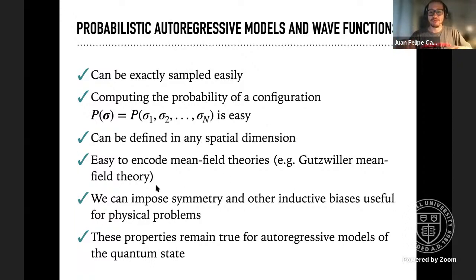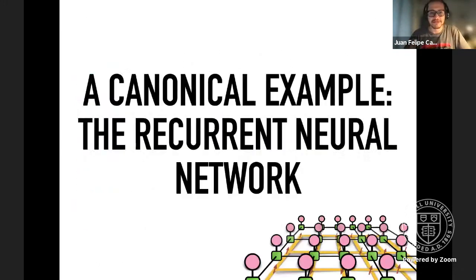They're easy to encode mean field theories, for instance, Gutzwiller mean field theories, or any simple mean field theory we can think of. We can impose symmetry and other inductive biases that are useful for the application to the specific problems that we care about. And these properties remain true even for models of the wave function, right? You can generalize these probabilistic models to a quantum state, and these properties remain. And so I think they're very interesting.